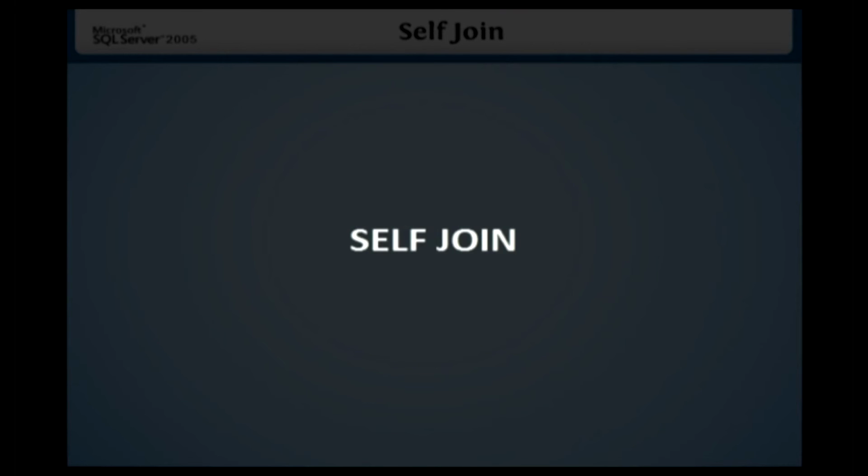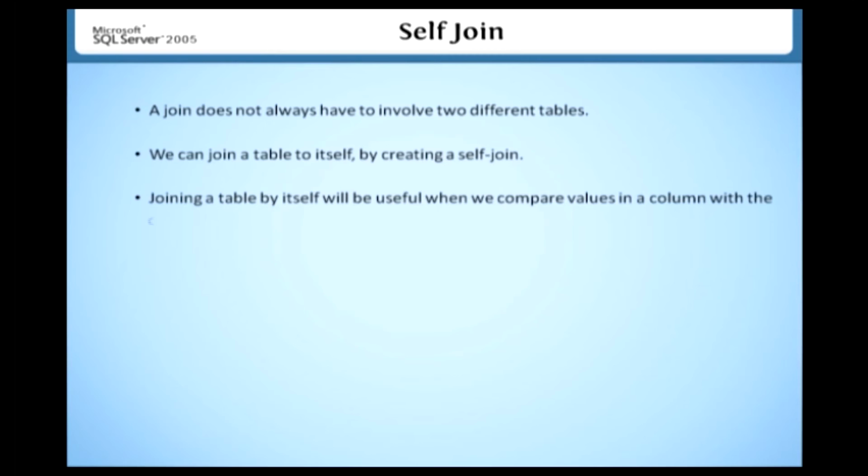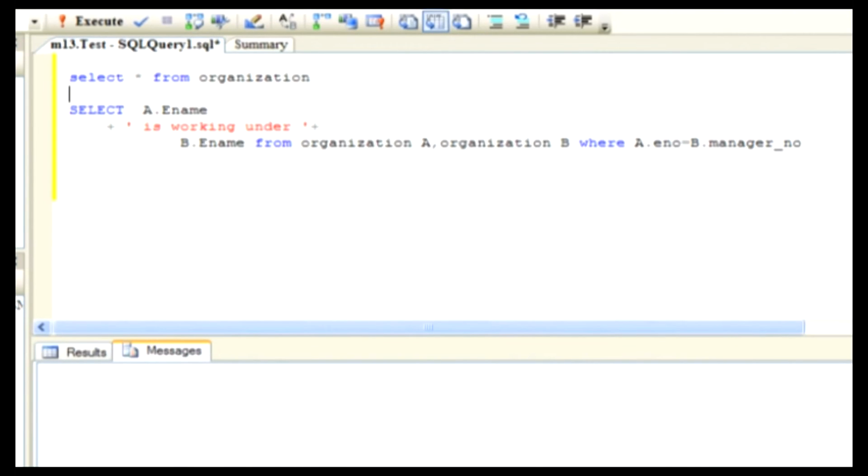Self-join. In this lesson, we will discuss how to perform self-joins by using SQL statements. A join does not always have to involve two different tables. We can join a table to itself by creating a self-join. Joining a table to itself will be useful when we compare values in a column with other values in the same column. Let's perform a self-join with a simple example.